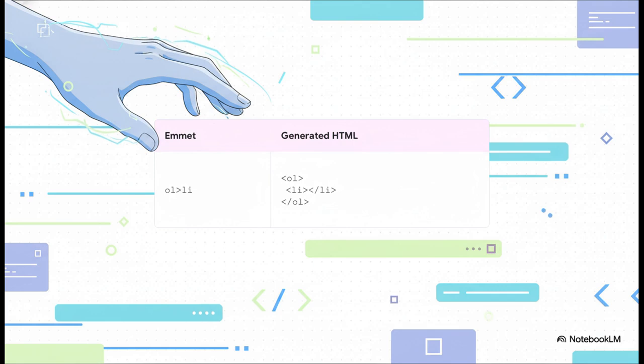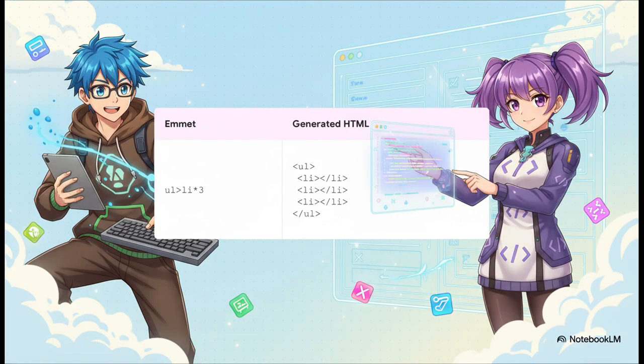All right, next up we've got the descendant operator, which is just that greater than sign. This is your go-to for nesting things, for putting one element inside another. So if you want a list item inside an ordered list, you just write OL>LI, and Emmet knows exactly what you mean.